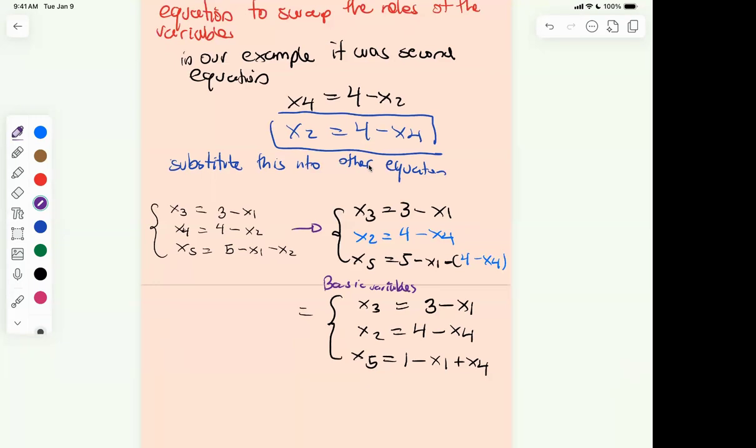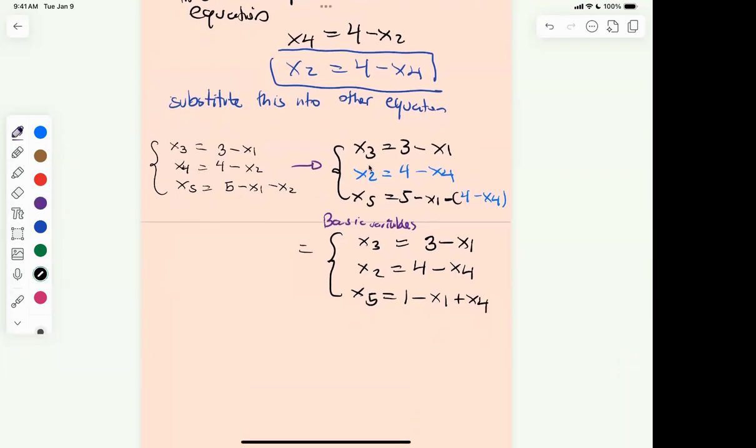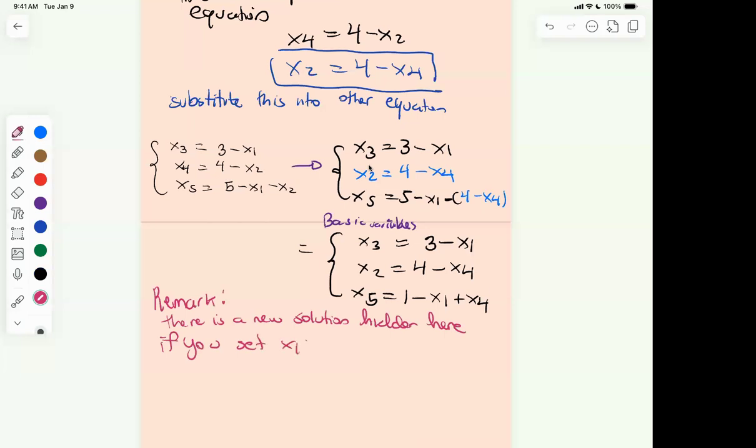And there's a feasible solution corresponding to this, because the point of the non-basic variables is that if you set them equal to 0, this has secretly already produced a new basic solution hidden here. Let me make it a remark, not that you need to know it. The non-basic variables are always set equal to 0 for the solutions. So if you set x1 and x4 equal to 0, what do you find from the system of equations? You find that x3 equals 3, that x2 equals 4, right? And that x5 equals 1.